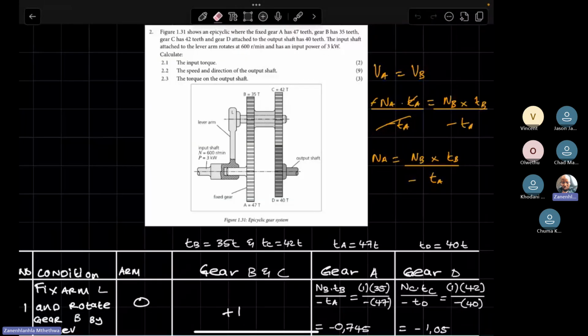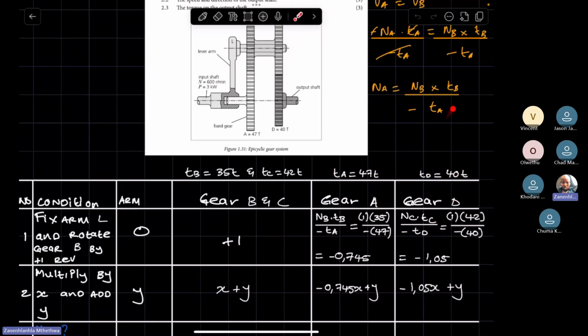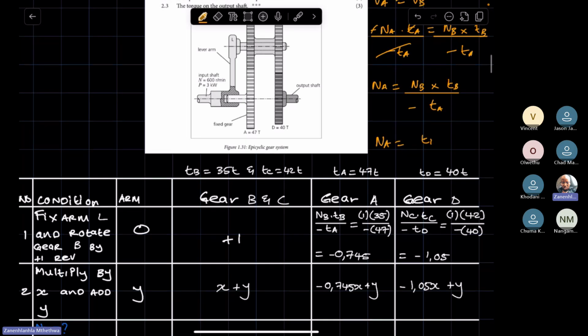Right, this is what we're looking for. I said here for gear A, this is essentially expressing NA in terms of number of teeth, seeing that NB is equal to 1. If you substitute the 1 in place of NB, you'll be left with NA is equal to TB divided by TA. Do you see what I'm saying?